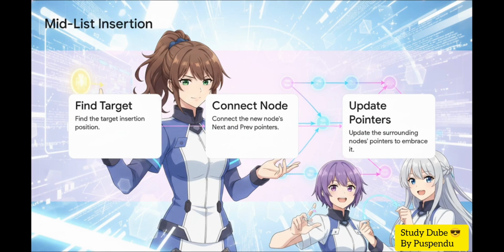Now, since we have two connections per node, wiring a new node into the middle of a dual-linked chain takes a little bit more care, but the logic is still pretty brilliant. First, find your target insertion spot. Second, take your new node and set its next pointer to the node ahead of it and its prev pointer to the node behind it. Finally, you just update those surrounding nodes. The one behind points its next pointer to the new node, and the one ahead points its prev pointer to the new node. It's like they're embracing the new arrival from both sides. It is a few more steps, sure, but the two-way flexibility this gives your program is absolutely massive.